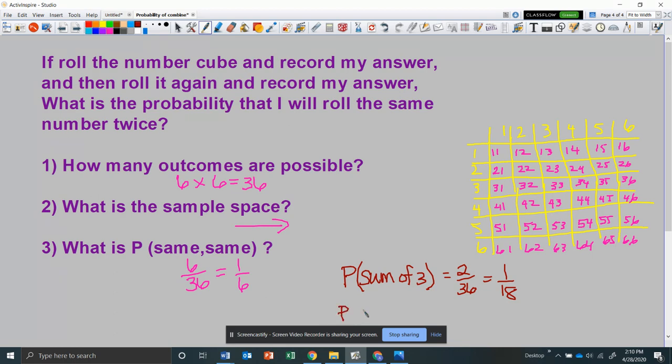What can I say? What's the probability of getting a sum of 12 or more? Well, there's 12. And there's nothing more than that. So only 1 out of 36 is a sum of 12 or more.